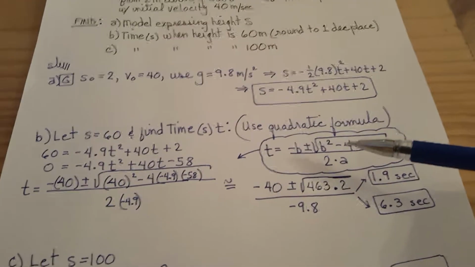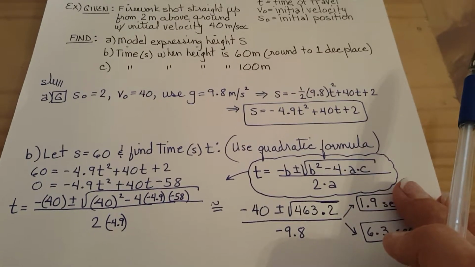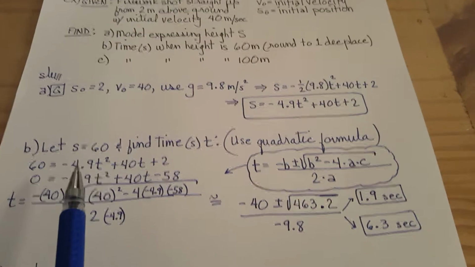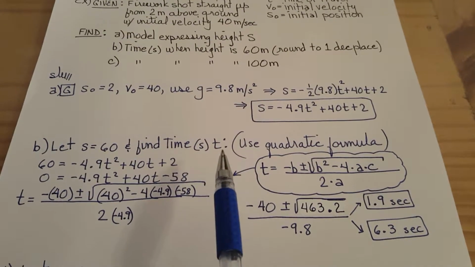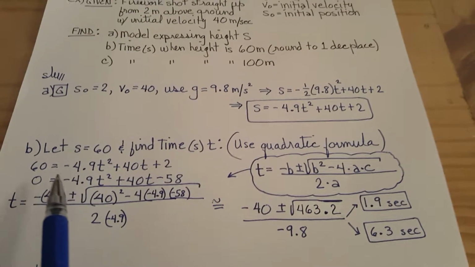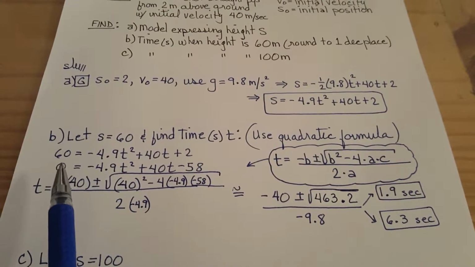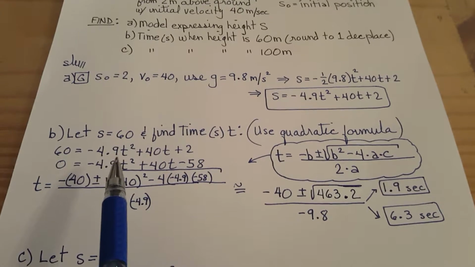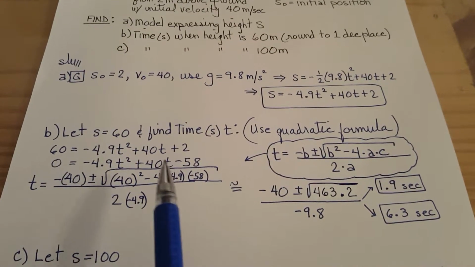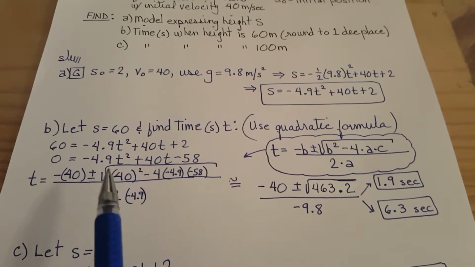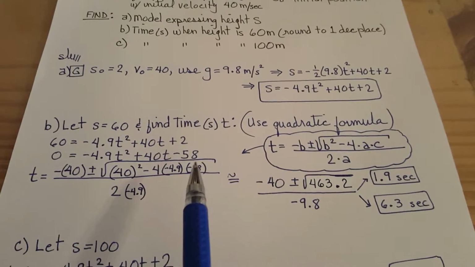Now let's use this model that we developed to answer part B. Now they want to know the times when the height S is 60. So S equals 60, find the times t. And here we'll use the quadratic formula because these are not nice whole numbers. 60 is the S equals -4.9 t squared plus 40t plus 2. We'll move the 60 over by subtracting it from both sides. And now we identify A as -4.9, B is 40, and C is -58.